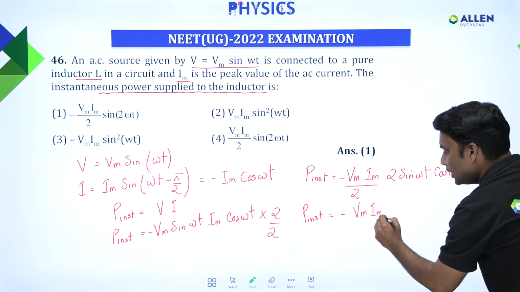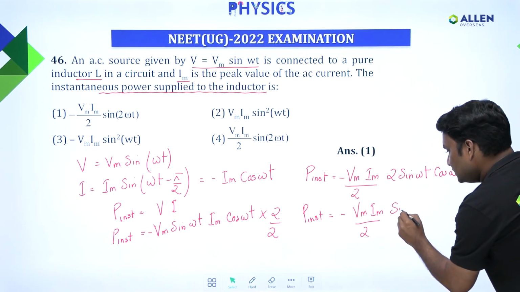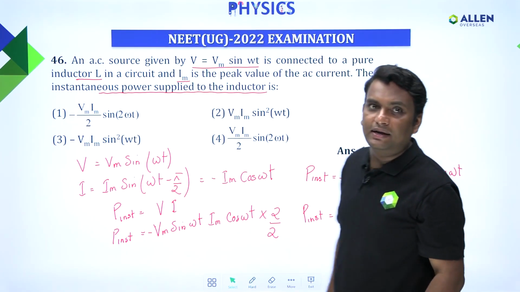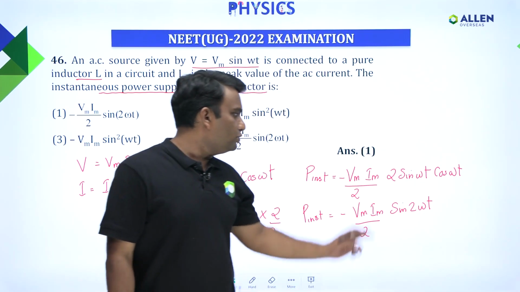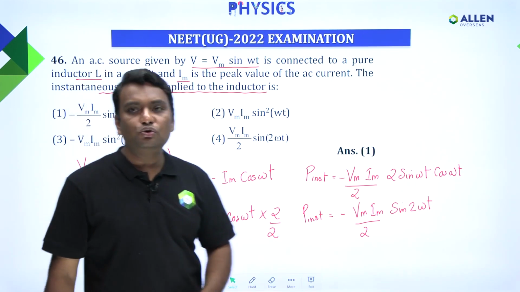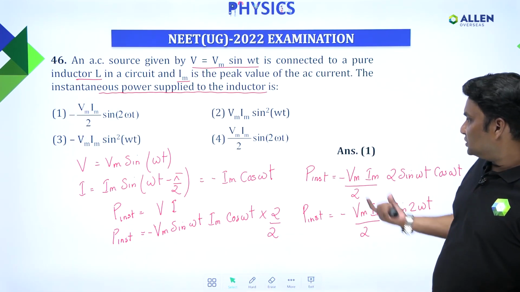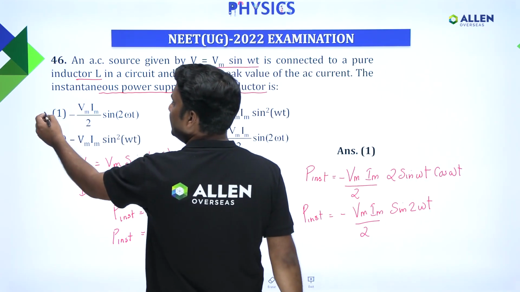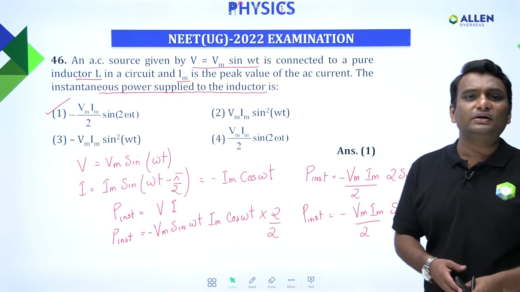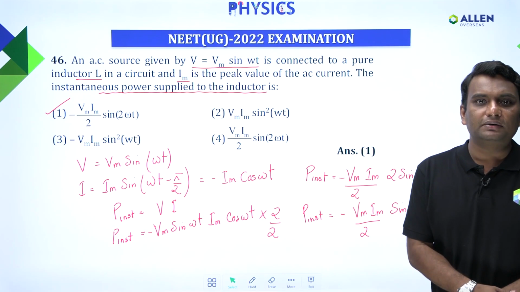Now power instantaneous, minus is also there, so minus Vm Im by 2, 2 sine omega t cos omega t, I can write as sine 2 omega t. According to the trigonometric identity, sine 2 omega t is equal to 2 sine omega t cos omega t. Now we are just going to see which of the following options is matching. The first option is matching, that is minus Vm Im by 2 sine 2 omega t. So this is how we can calculate the value of instantaneous power. I hope everyone understood this part.